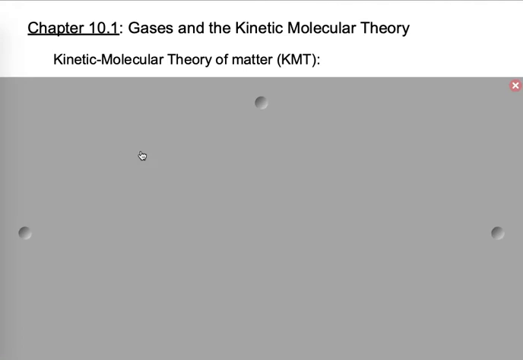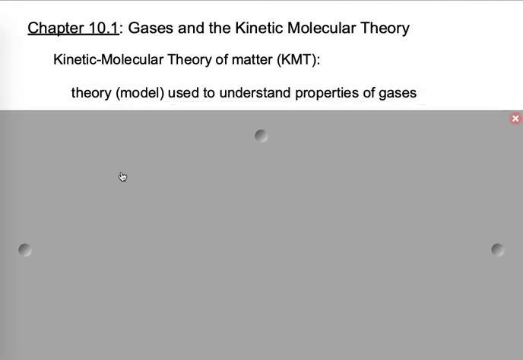So, let's talk about what's called the kinetic molecular theory of matter and how it explains the properties of gases. The kinetic molecular theory of matter is a theory or a model that we use to understand and explain the properties of gases. You may recall early in the course we learned another theory, Dalton's atomic theory, that we used to explain mass relationships in chemical reactions. Again, remember, the theory is a model that we use to explain or understand what we observe in the universe.